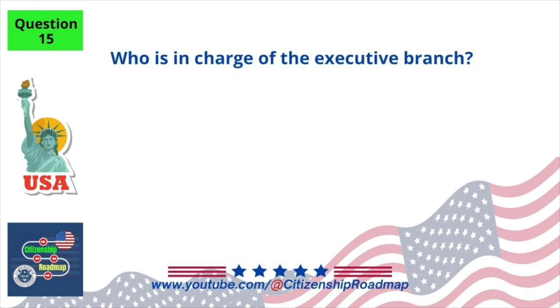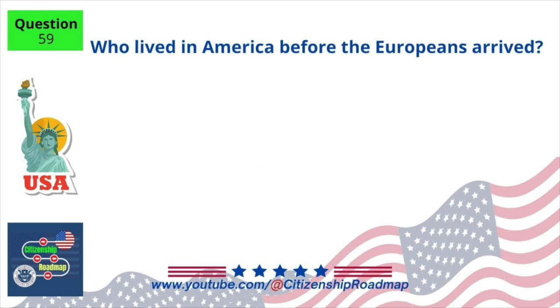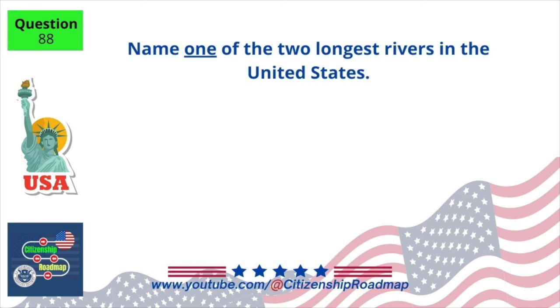Who is in charge of the executive branch? The President. What ocean is on the east coast of the United States? Atlantic Ocean. Who lived in America before the Europeans arrived? American Indians. Name one of the two longest rivers in the United States. Missouri River.